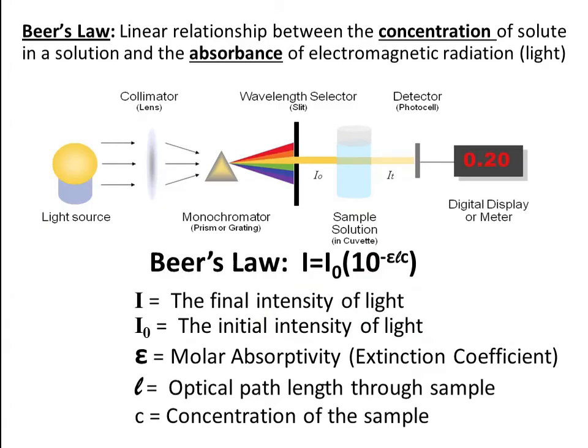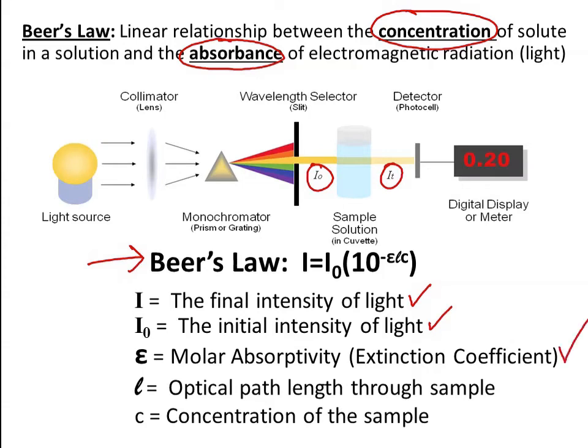Beer's law is the basic physical law employed in spectrophotometry, and you may also see it called the Beer-Lambert law. It's based on the linear relationship between the concentration of solute in a solution and the absorbance of electromagnetic radiation or light by that solute. Beer's law is based on this mathematical equation where I sub 0 is the initial intensity of light that illuminates the sample. So you can see that here on the diagram of the spectrophotometer. I is the final intensity of light that's transmitted through the sample.